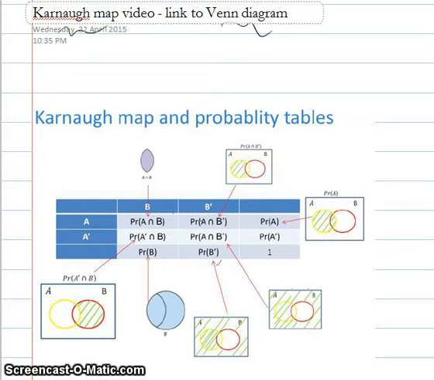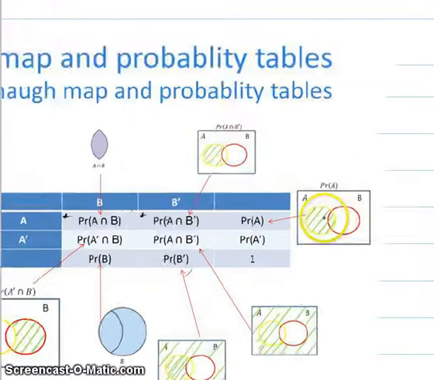So we can set up this Karnaugh map with B and not B in the columns, and then A and not A in the rows. And this intersection is the probability of A and B. This intersection is the probability of A and not B. And then this one and this one add up to the probability of A. So let's see why that's the case.